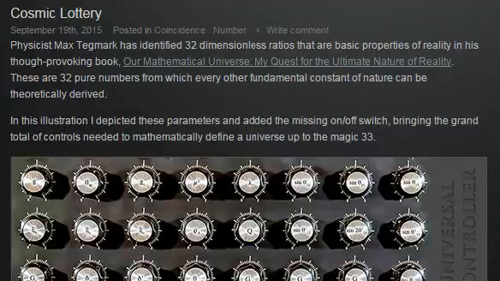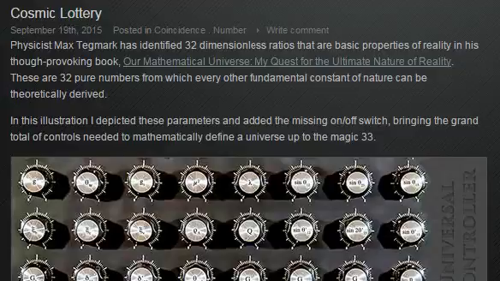Physicist Max Tegmark has identified 32 dimensionless ratios that are basic properties of reality in his thought-provoking book Our Mathematical Universe, My Quest for the Ultimate Nature of Reality. These are 32 pure numbers from which every other fundamental constant of nature can be theoretically derived. Interesting.